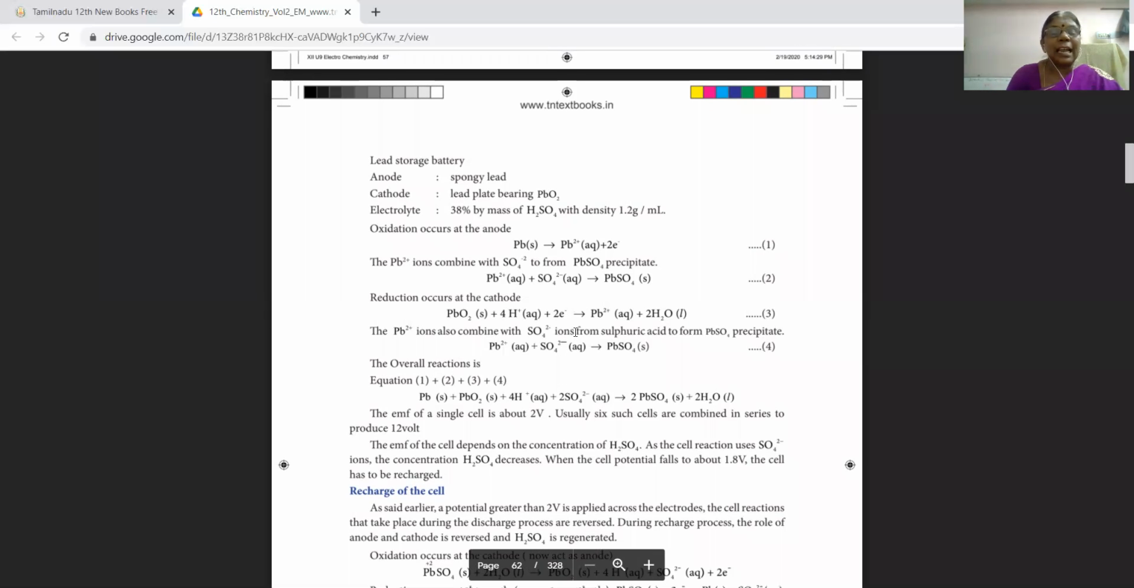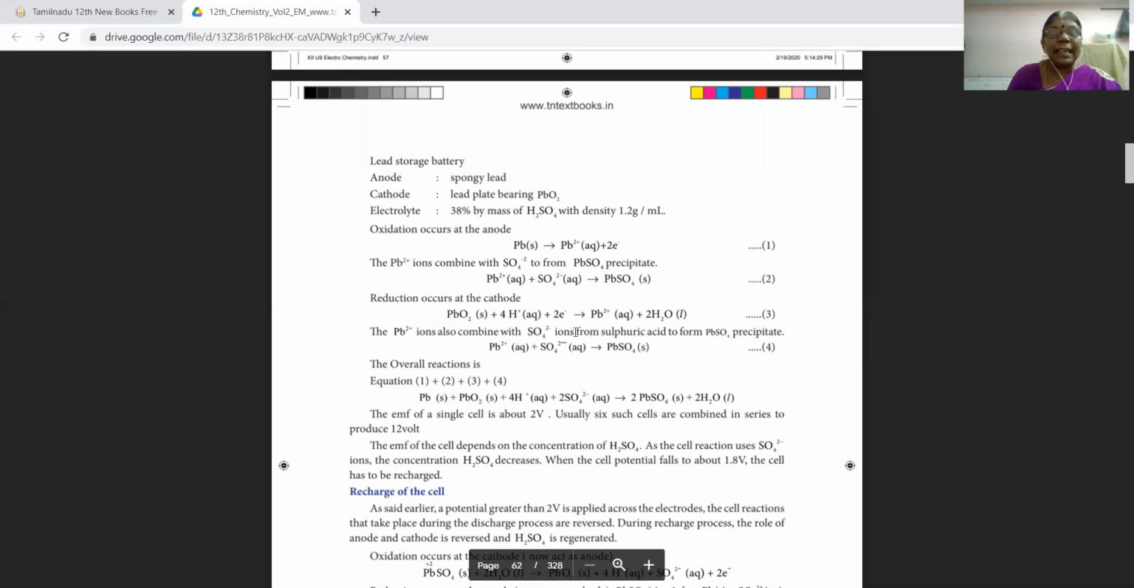Oxidation occurs at the anode. Pb is converted to Pb2+ and loses 2 electrons. This Pb2+ ion combines with SO4 2- to form PbSO4 as a precipitate, that is lead sulfate. Pb2+ and sulfate ion gives lead sulfate.